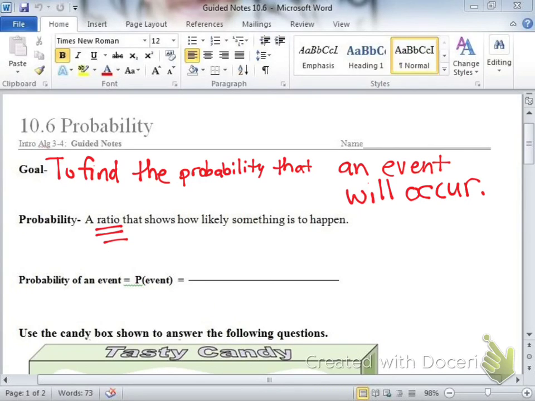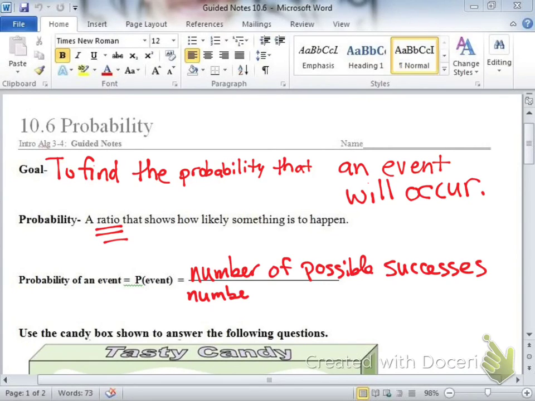All right? So when you're finding probability, the number of possible successes is on top. And on the bottom, it's the number of possible outcomes.